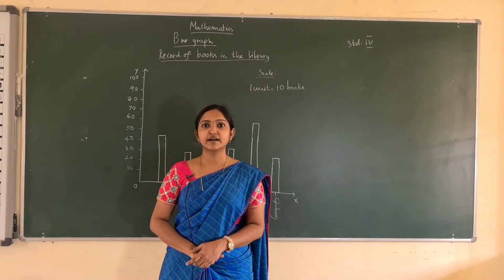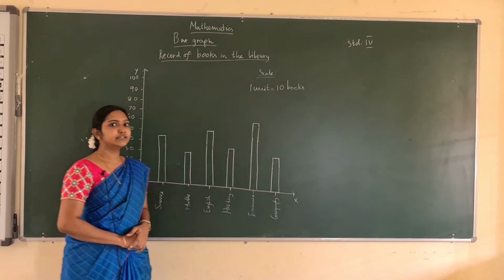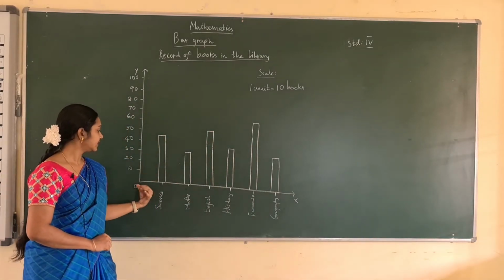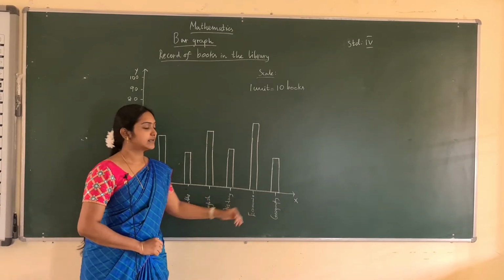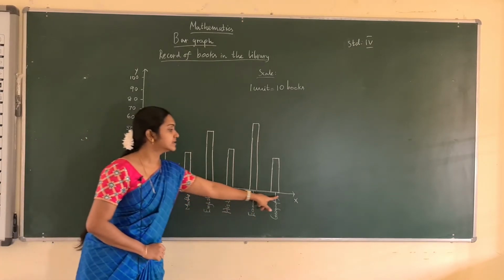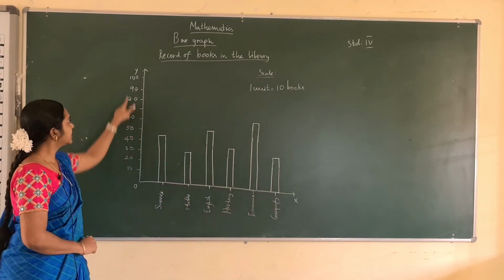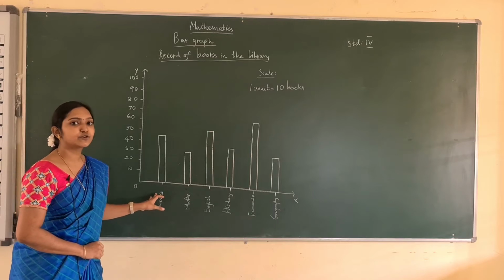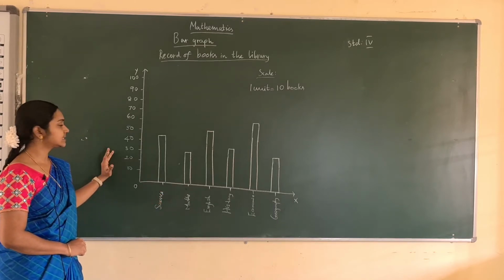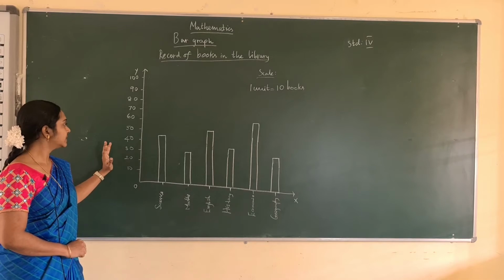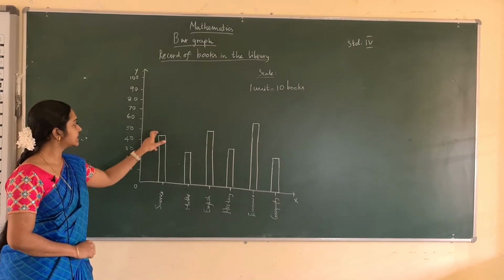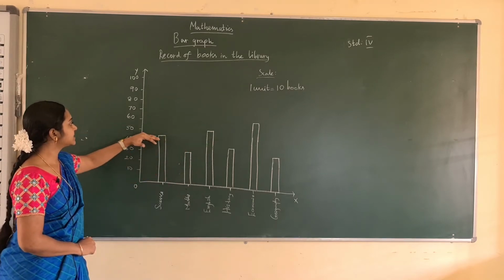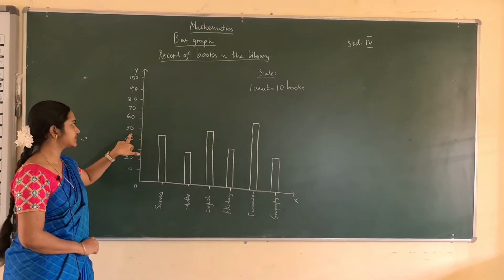A bar graph is a graph or a chart with different rectangular bars of different heights. This has an x-axis, that is the horizontal ray. The vertical ray is called the y-axis. The x-axis represents names of the items and the y-axis represents the number of the items. Each rectangular bar has a different height and it represents a number on the y-axis.